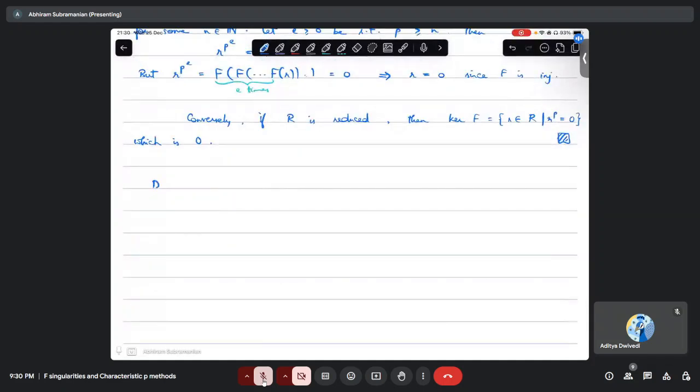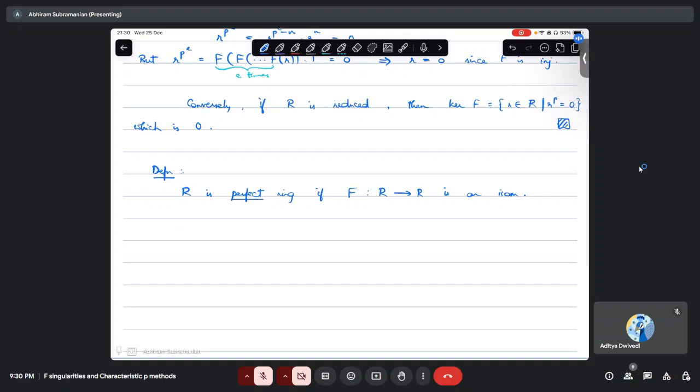So now we go to a quick definition. We say that R is a perfect ring if F from R to R is an isomorphism. This is analogous to how we have the perfect field. In perfect fields, the Frobenius is an isomorphism, which means you can take the pth roots of elements, and an extension of that is the concept of a perfect ring.